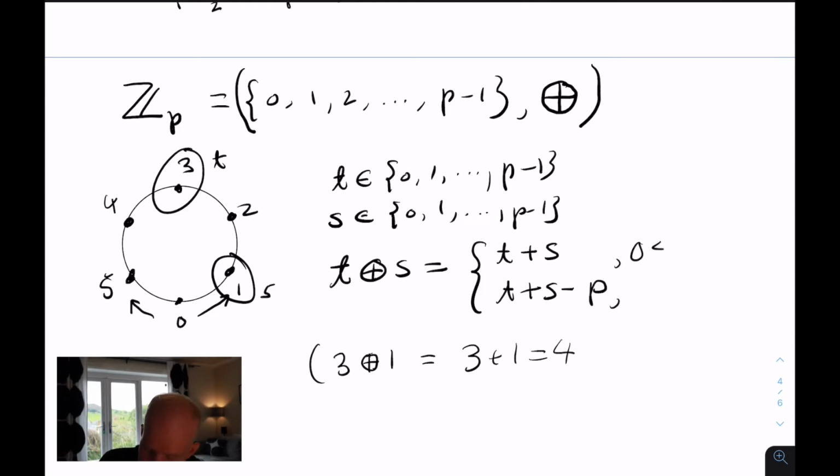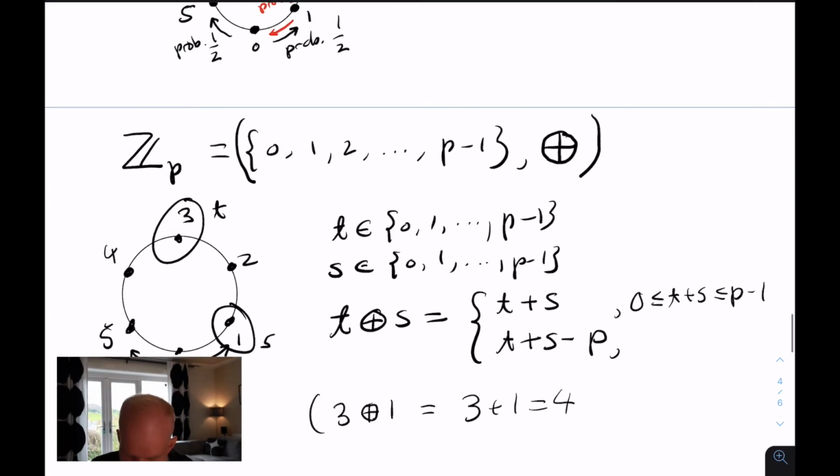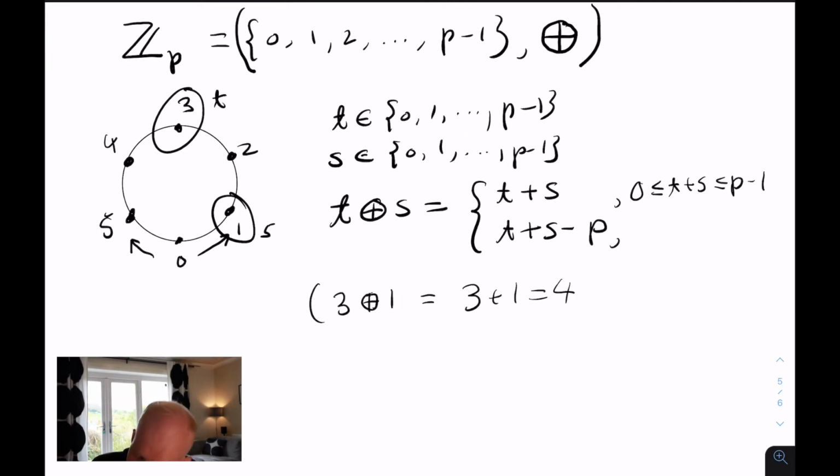The first one is of course when t plus s is less than p, so whether it's between these numbers, the outcome that you obtain. Or the other option, when t plus s is at least p. So that's the last condition. That's the basic idea: once you add these together, you end up with this operation.